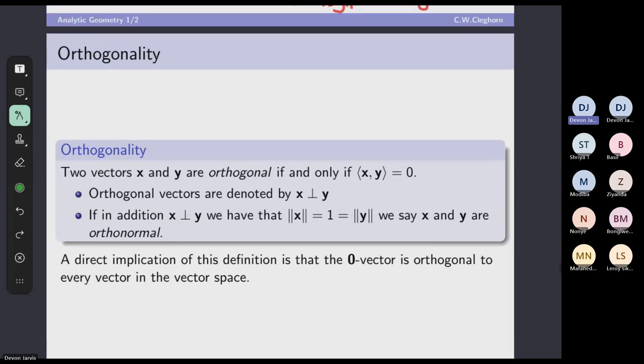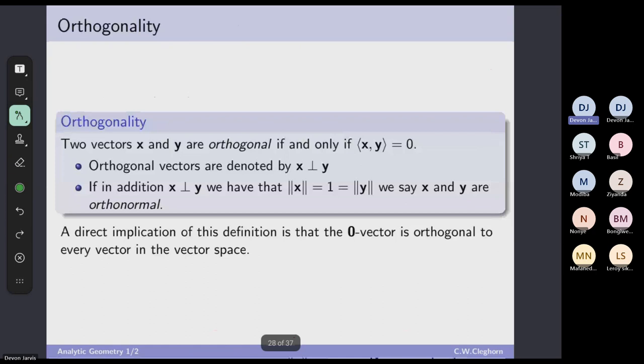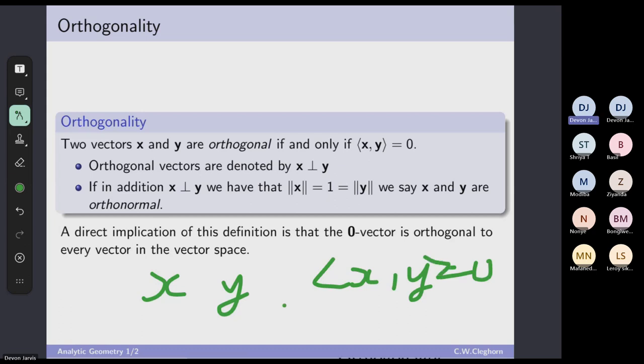So if you're going to call something orthonormal, it means that their vectors were. If I say x is orthonormal to y, then it means that the inner product of x and y is equal to zero, and that the norm of x is equal to one, which is also the norm of y. If I say it's orthonormal, it implies that those two things are true.